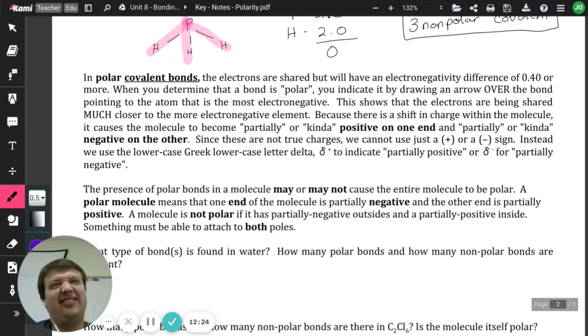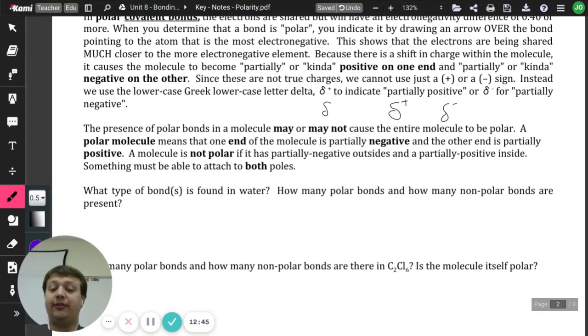And we do signify that slightly or partially with this lowercase delta, which I look at as an S that you just loop off on the end. So S for slightly, and that's how I've always remembered it. So slightly positive or negative. So slightly positive versus slightly negative.